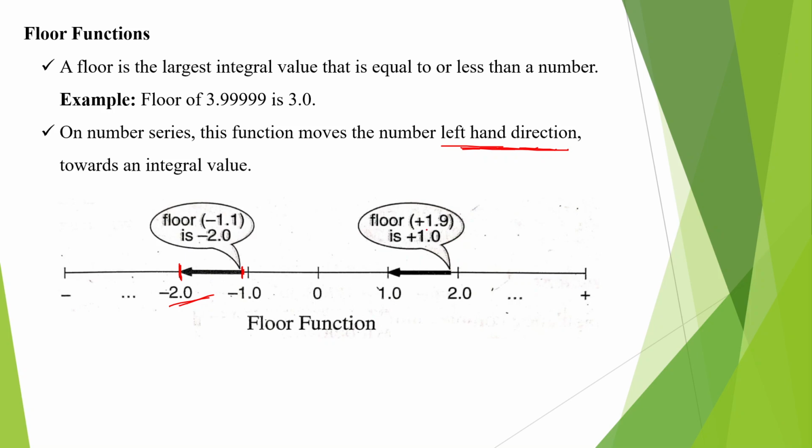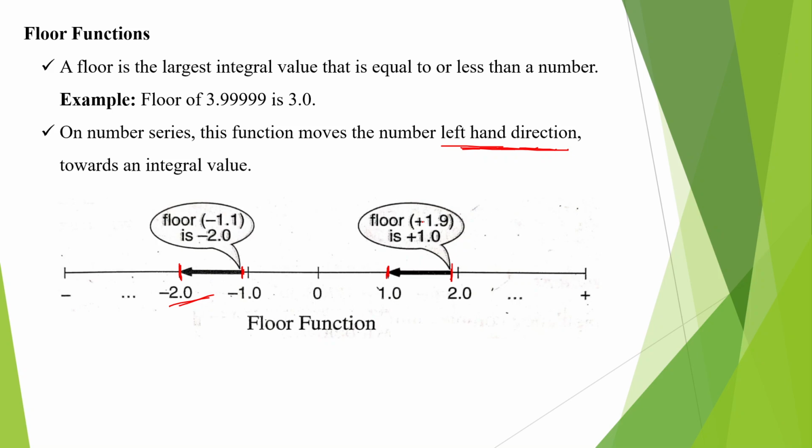Same here, when you are trying to identify the floor value of plus 1.9, this is 0, this is 1, and 1.9 is maybe somewhere here. So always we need to move in the left hand direction. So we are moving in the left hand direction, and the nearest possible integer value in the left hand direction is 1. So that 1 will be returned from the floor of plus 1.9. We got 1.0. Even if you execute these programs, you will get the same thing.